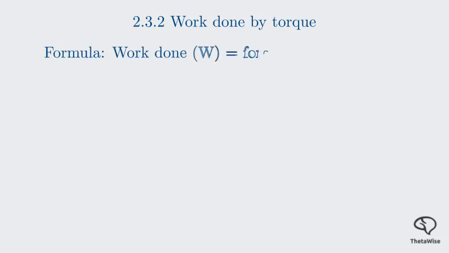Next up is work done by torque. Our objective here is to derive the formula for work done during rotation. We know that for linear motion, work done W equals force F times distance S. This is the definition of work. Let's apply this to one full revolution of a shaft with a radius r.